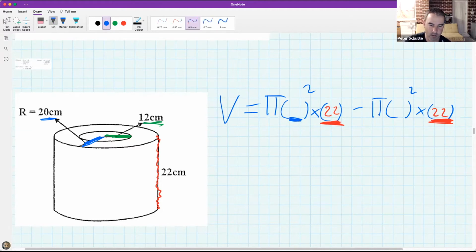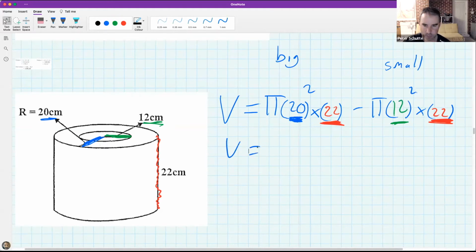Okay, what do we think is going to go here? This is the big, and this is the small. So what is that going to be? What's the blue going to be? What's the green going to be? So the big is going to be 20, and then this bit is going to be 12. Yeah. And let's see what we get for that.